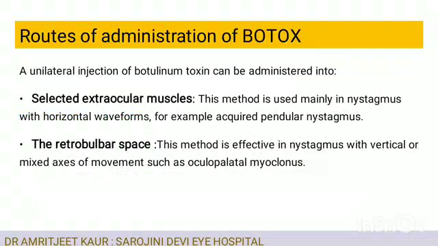The Botox can be given in two ways, either in selected extraocular muscles, in cases of nystagmus with horizontal waveforms like acquired pendular nystagmus, or it can be given in the retrobulbar space. This method is effective in nystagmus with vertical and mixed axis of movement, such as oculopalatal myoclonus.